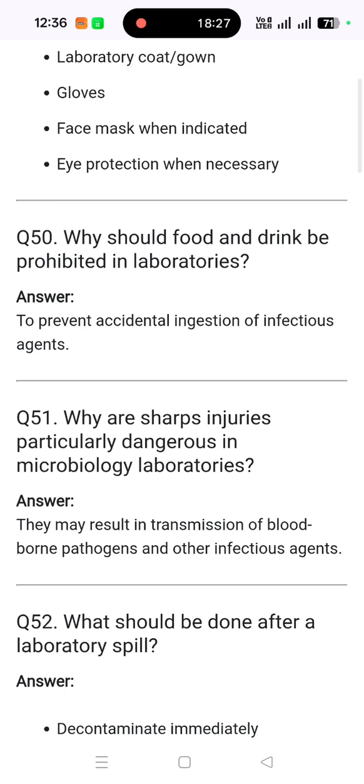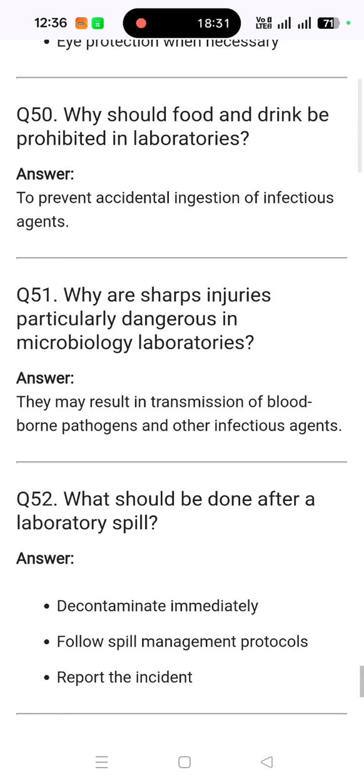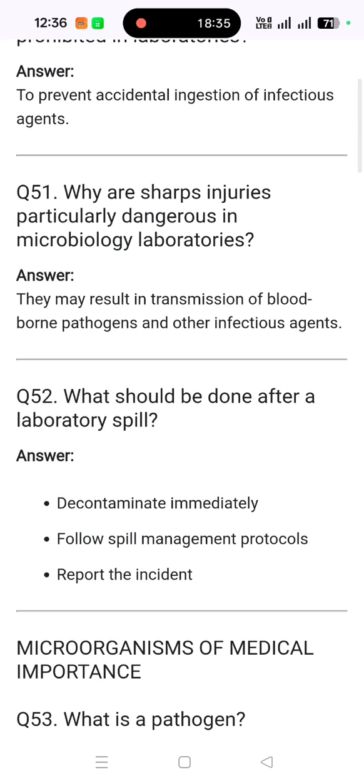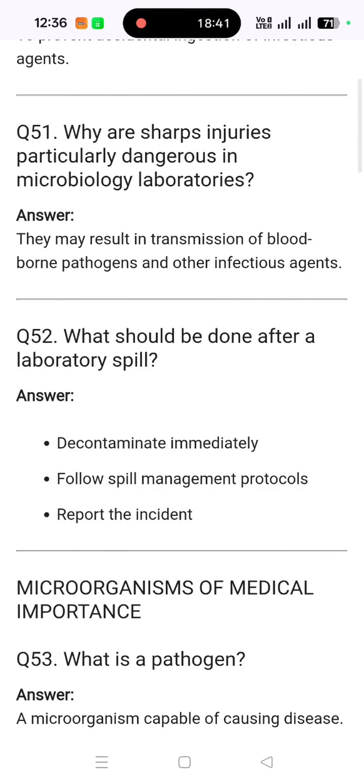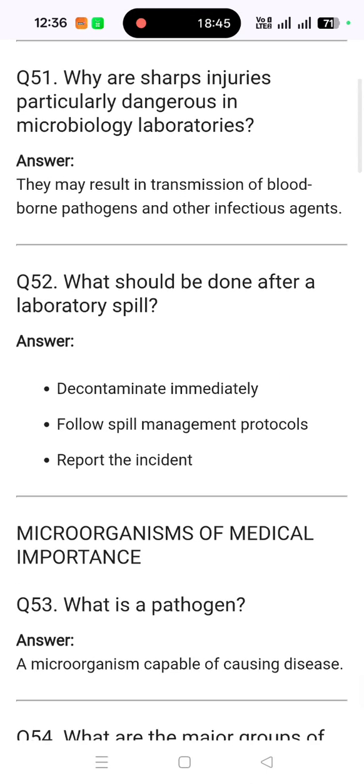Why should food and drink be prohibited in the laboratories? To prevent accidental ingestion of the infectious agent. Why are sharp injuries particularly dangerous in microbiology labs? They may result in transmission of bloodborne pathogens and other infectious agents.